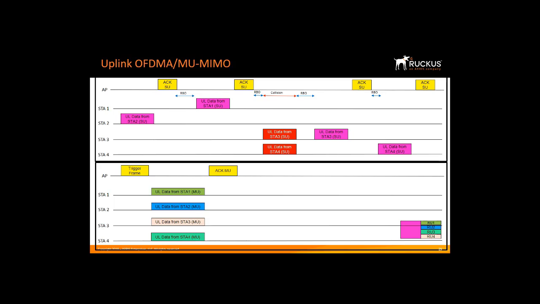The question that's going to come up now is, how did the AP know that I have allocated the spectrum this way and these 4 clients have this data? I don't want to allocate spectrum to a client that doesn't have data. I'll explain this next.